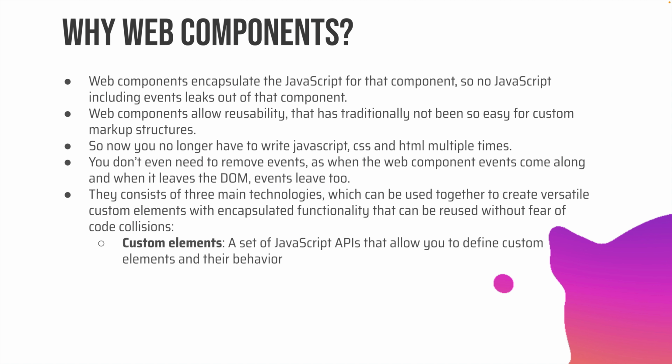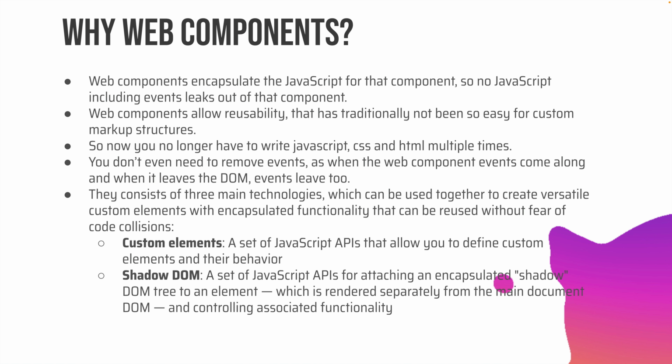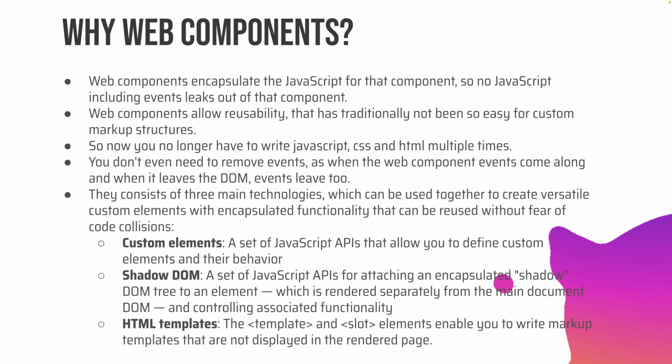So first is the custom elements, which is a set of JavaScript APIs that allow you to define custom elements and their behavior. You have Shadow DOM, you might have heard about that. It's a set of JavaScript APIs for attaching an encapsulated Shadow DOM tree to an element, which is rendered separately from the main document. You have HTML templates. You can use templates and slot elements that enable you to write markup templates that are not displayed in the rendered page. Okay, so these are all the benefits of the web component. We will see all of that in action. You've just seen a small example. You can see more when we actually work on it.